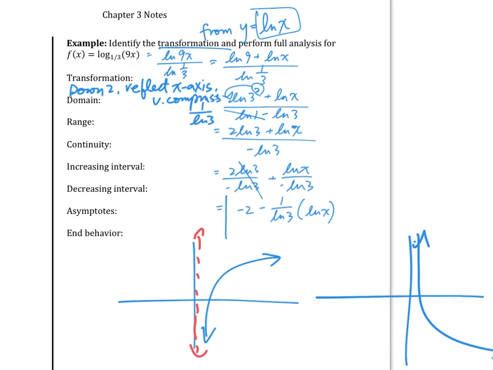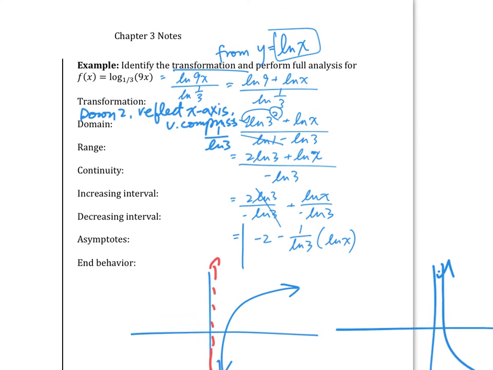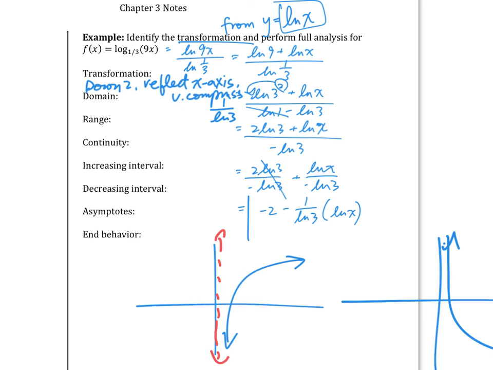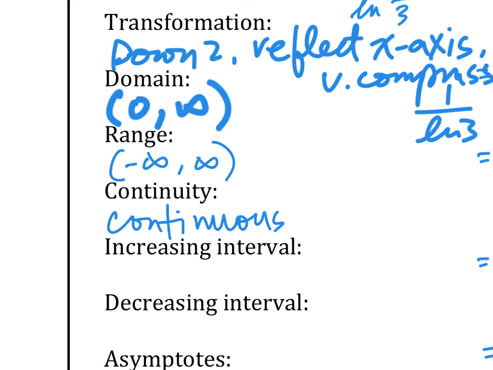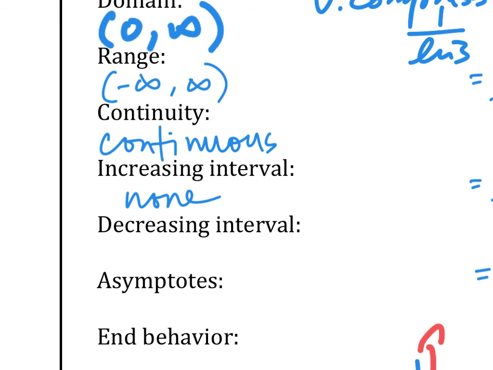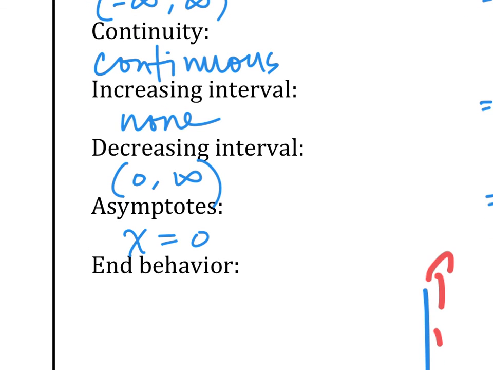So let's look at the domain first. The domain is going to be greater than 0. There's an asymptote, so it's not equal to 0. You can either say 0 to infinity, or you can say greater than 0. The range, I know it doesn't look like it, but it's actually all real numbers. You kind of have to memorize that. It is always all real numbers. Continuity: you can say it's continuous on the domain that it has. This one has no increasing interval. In fact, it is always decreasing, on 0 to infinity. Asymptote: it does have one asymptote at x equals 0.